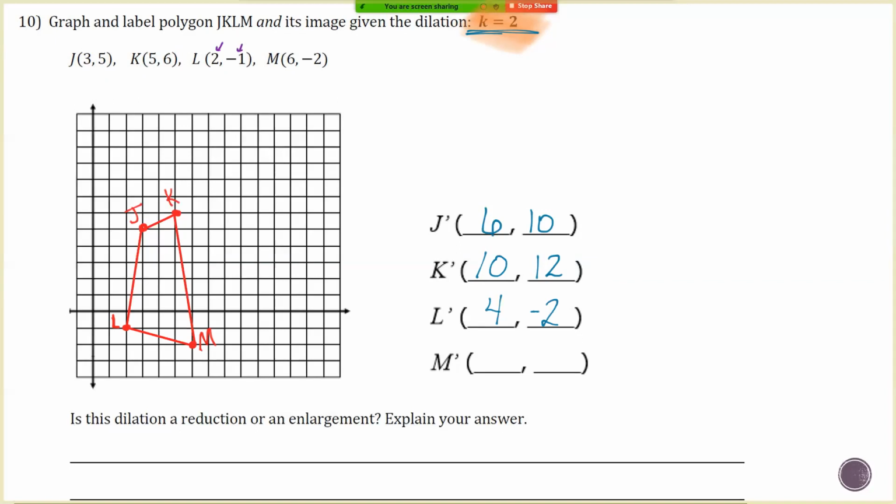Then the last one, letter M, is at 6, negative 2. I'm going to multiply both terms by 2. 6 times 2 gives me 12. And negative 2 times 2 gives me negative 4.